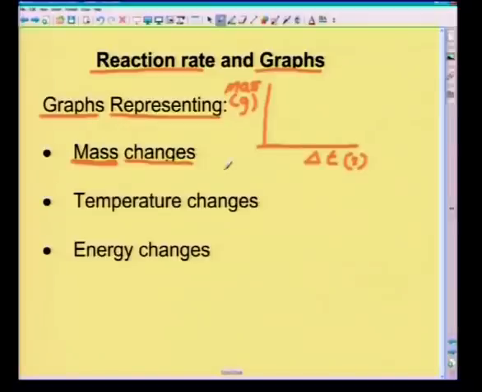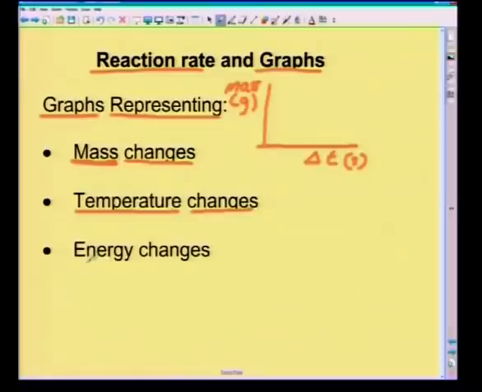The second part is that we can also look at temperature changes. Okay, how is temperature changing? And of course, per unit time. In the same way, on the vertical axis, you'll be having the temperature in degrees Celsius or in Kelvin, and then you would have on your horizontal axis the change in time.